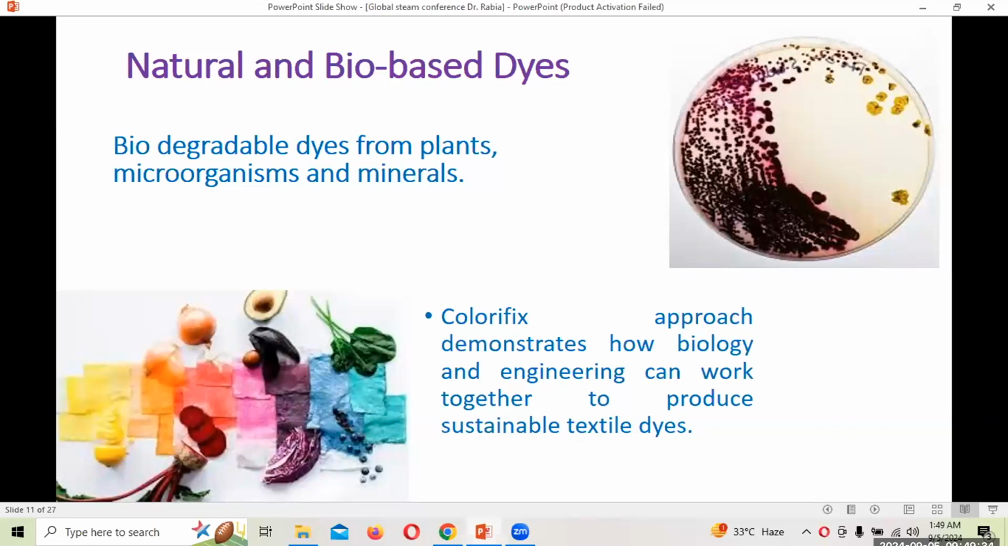Also bio-based dyes from bacteria and microorganisms, which you can see on the right side, are innovating and are used by different brands. One of the most famous brands is the Colorifix company, which demonstrates how biology and engineering can work together to produce, fix, and use microorganism dyes on textile fabrics.